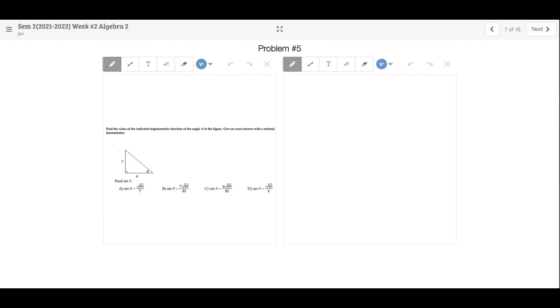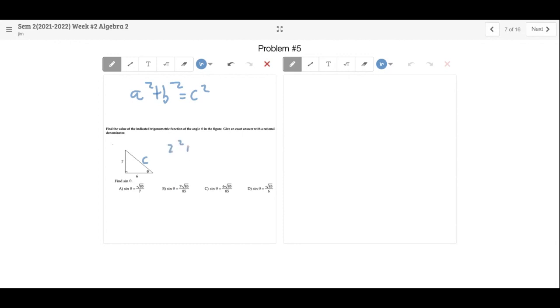What are we missing in this problem? The hypotenuse. Can anybody think of a way to find the hypotenuse? The hypotenuse is the square root of 85. How do you know that? Pythagorean theorem. That's exactly right. In this problem, I would have had to use the Pythagorean theorem. A squared plus b squared equals c squared. The hypotenuse is always c.